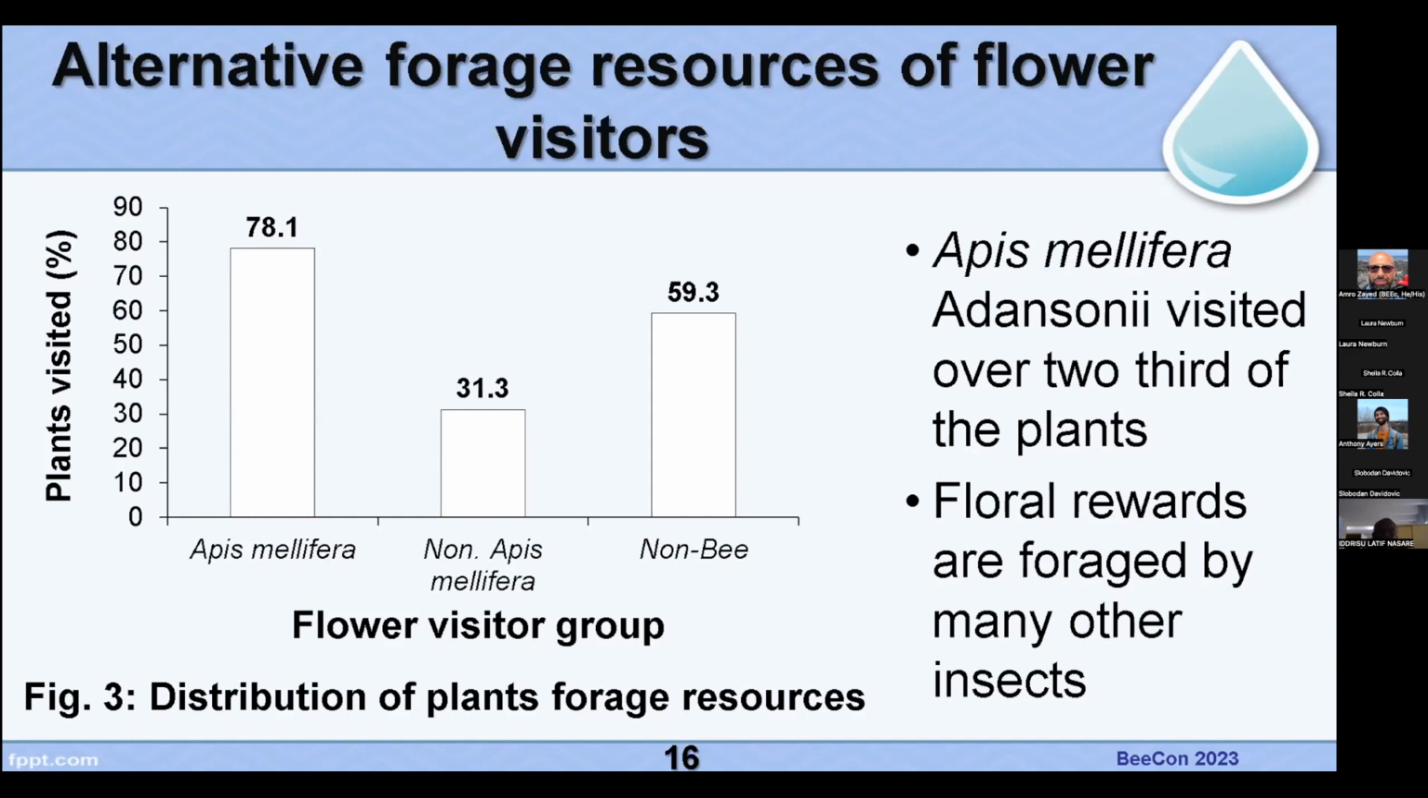Then we also had non-bee flower visitors. These included the beetles, some Hemiptera, and Lepidoptera that were also found on flowering plants. And a large number of them are also about 59% of the plants are visited by these other non-bee visitors.